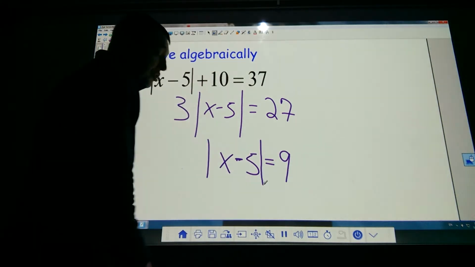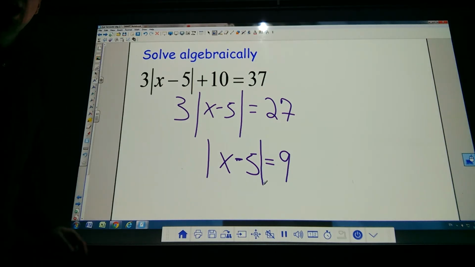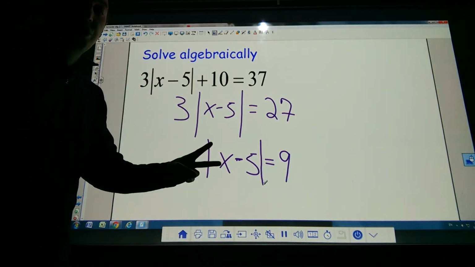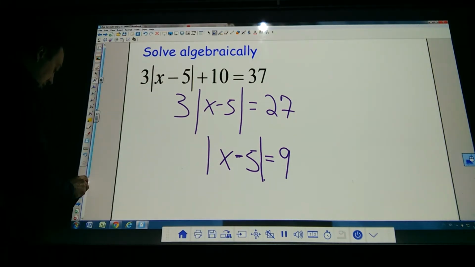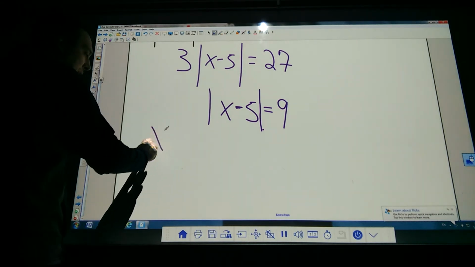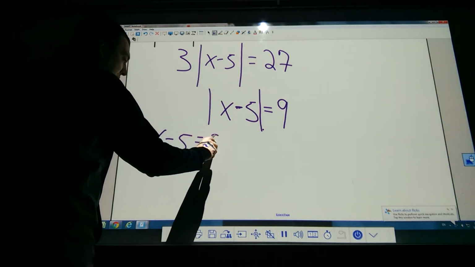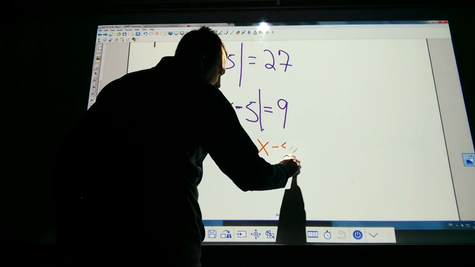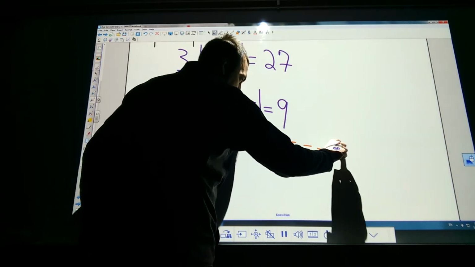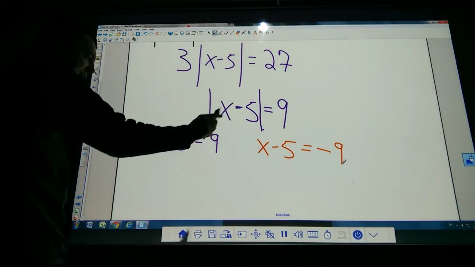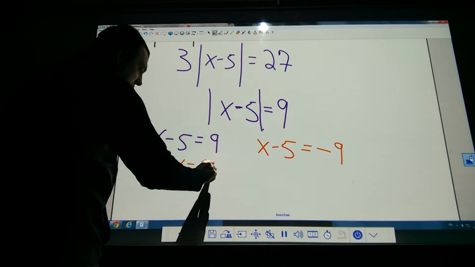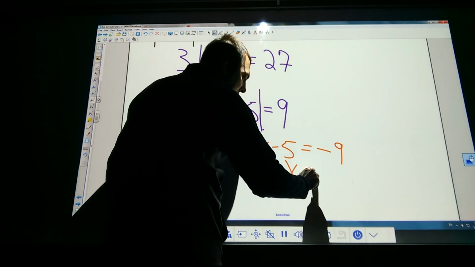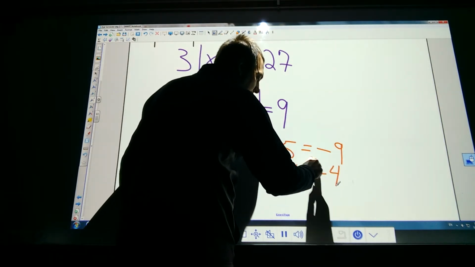And then I'm sure you remember from yesterday how to solve those. If I have absolute value, I have 2 answers. One answer most people get, x minus 5 equals 9. The one that people forget the most is that x minus 5 equals negative 9. Add 5, x equals 14. Add 5, x equals negative 4.